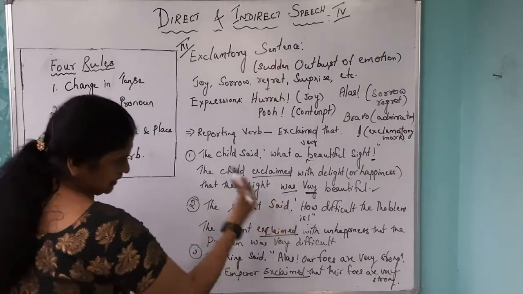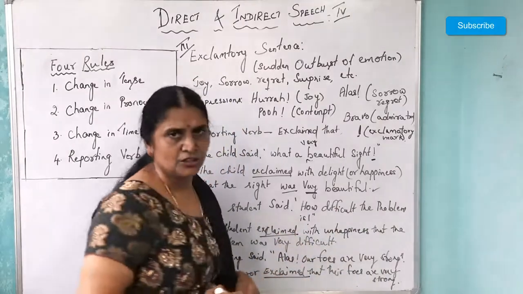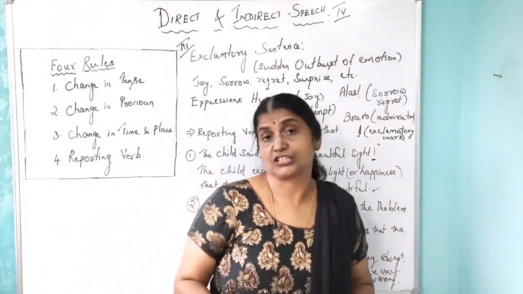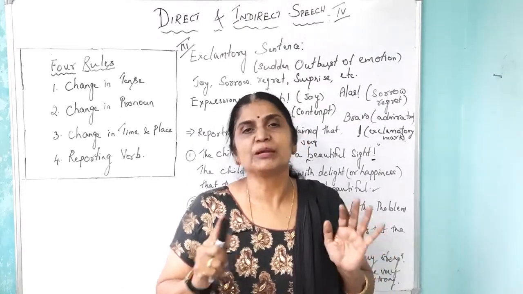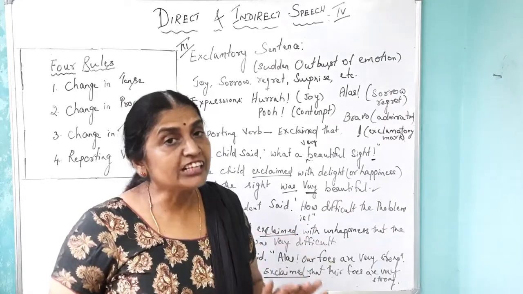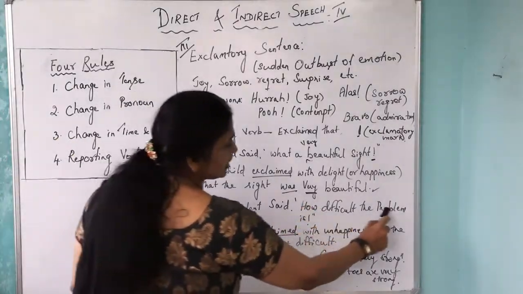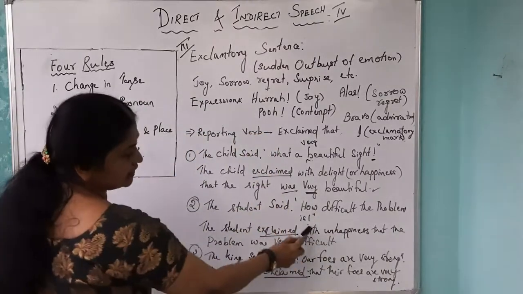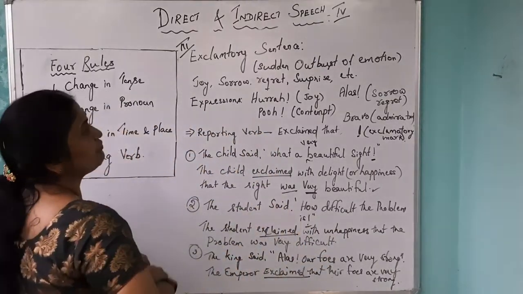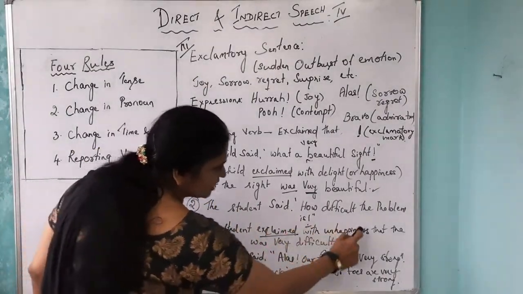The student said, "How difficult the problem is!" Usually students don't like mathematics. Some students do like it, I'm not saying that. The general opinion is that they find mathematics a difficult subject. Now again you have the exclamation mark. This is the identification of an exclamatory sentence. The student exclaimed with unhappiness.